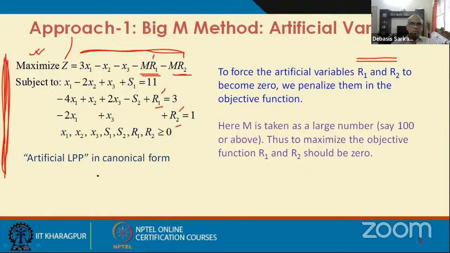Because you have the initial basic feasible solution ready now, which is x1, x2, x3, and s2 equal to 0 as non-basic variables, and s1, r1, and r2 are basic variables. So you can go ahead with the regular simplex method with this objective function. And if you go with values, say M equal to 100, you will see that you will reach optimality, and the optimal solution will have R1 equal to 0, R2 equal to 0. So that solution will also be valid for the original linear programming problem.